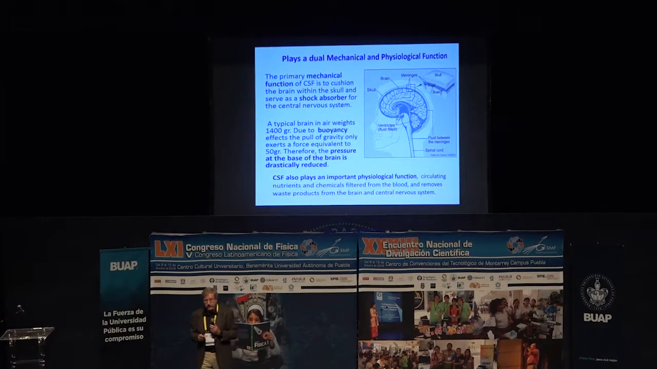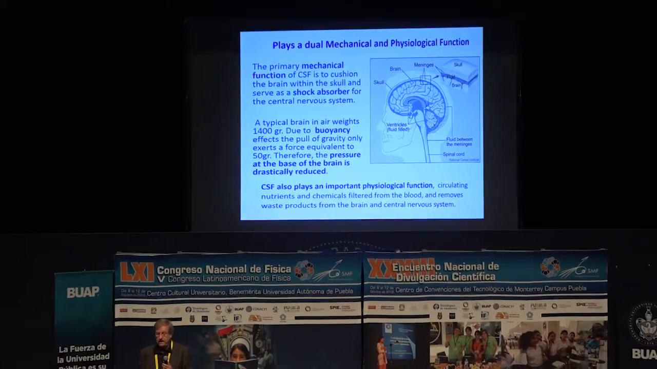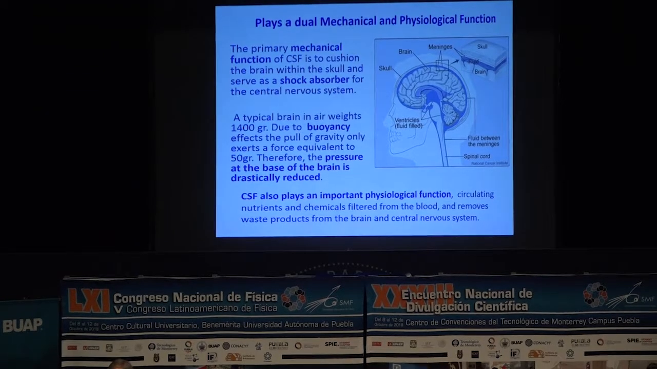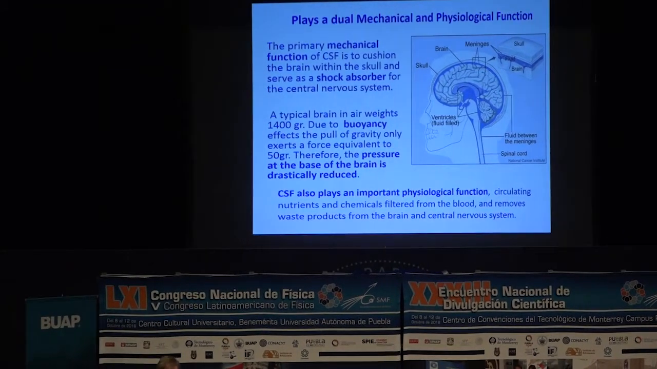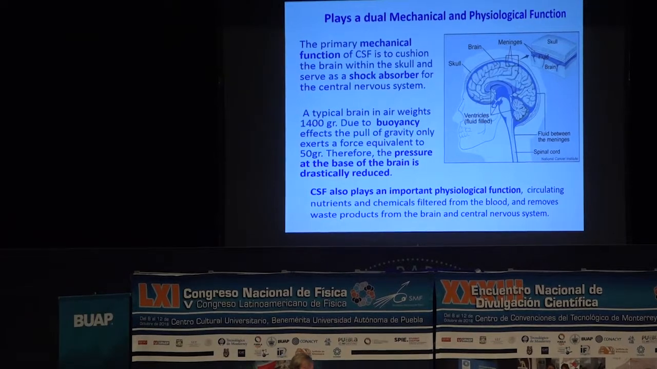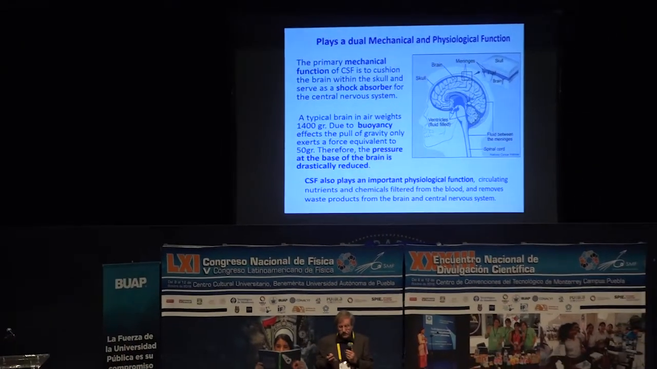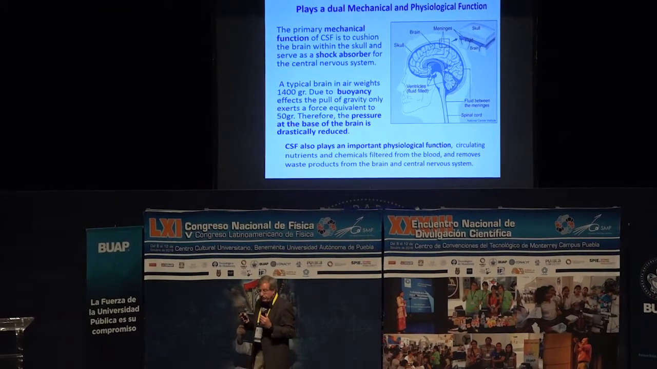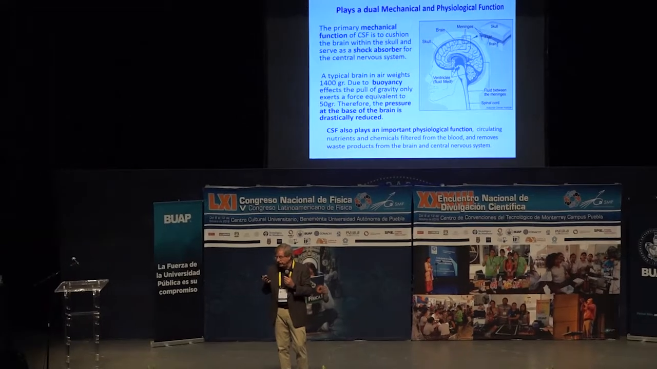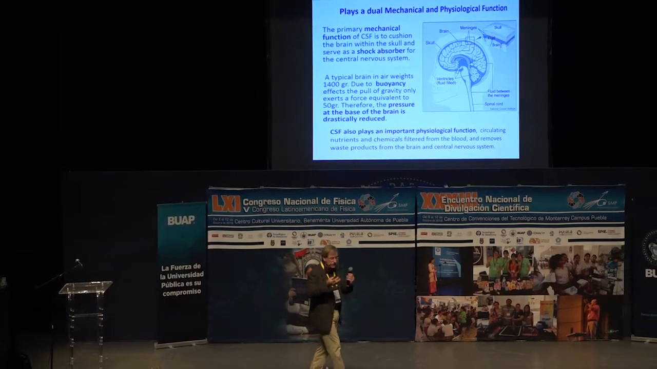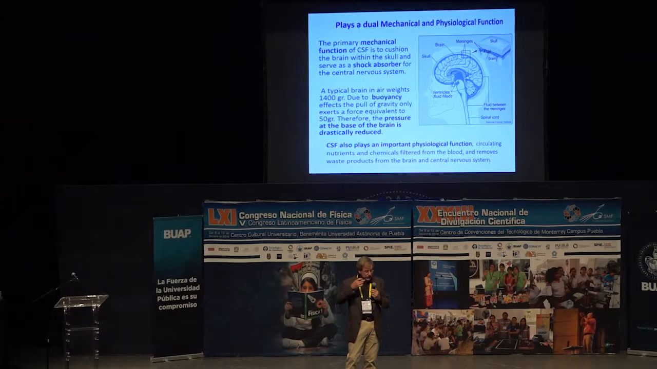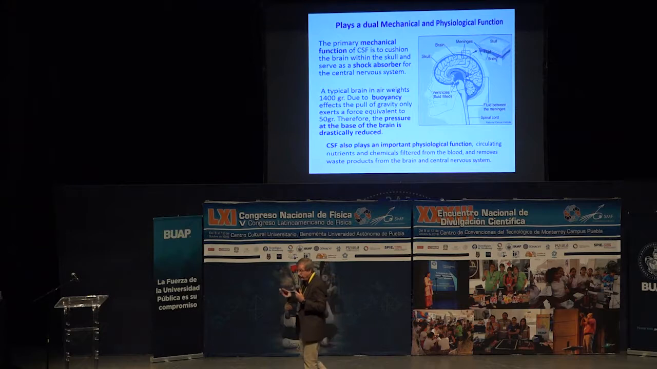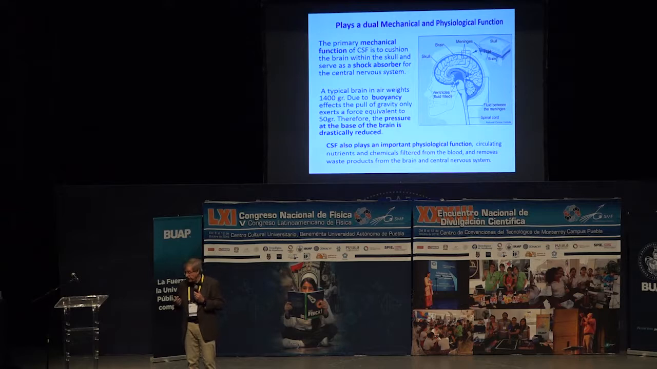The other important function is this: the brain of any one of you here, adults, weighs probably about 1.5 kilos. And because it's bathed by this fluid that has the density of water, and the density of the brain is slightly lower than the density of water, the brain is actually floating in this fluid. So instead of exerting this weight of 1.5 kilos on the stem, at the beginning of your spinal cord, it exerts only an equivalent of about 50 grams. So that's another very important function, which is a physical function.